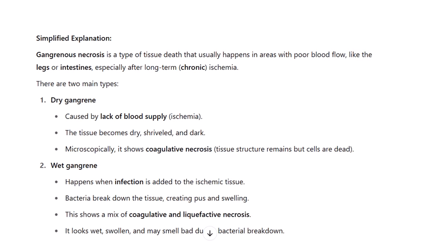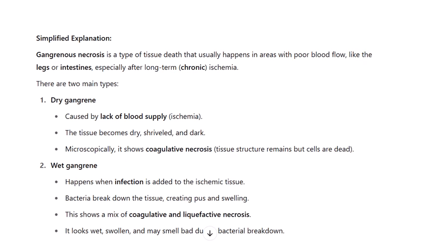Wet gangrene. Happens when infection is added to the ischemic tissue. Bacteria break down the tissue, creating pus and swelling. This shows a mix of coagulative and liquefactive necrosis. It looks wet, swollen, and may smell bad due to bacterial breakdown.